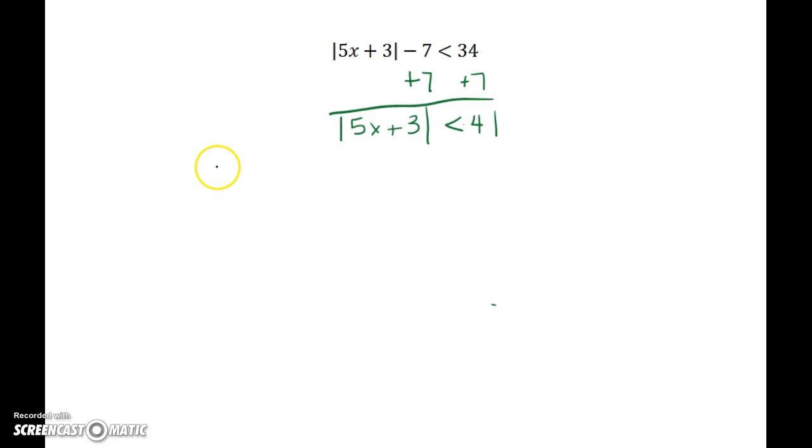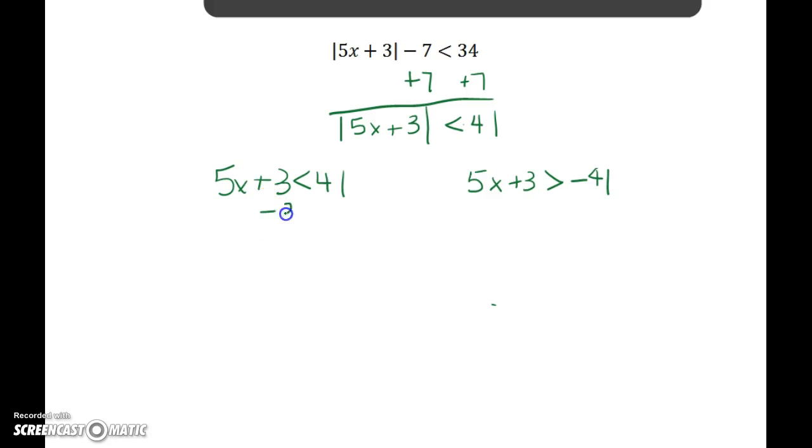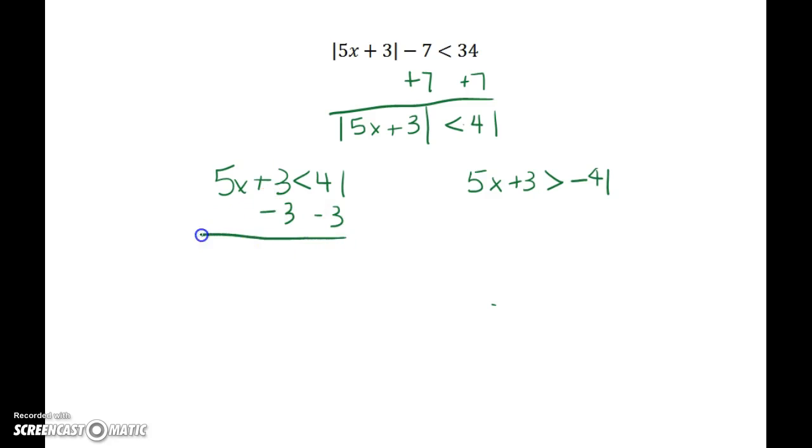The first one, again, is 5x plus 3 is less than 41. The second one is 5x plus 3 is greater than negative 41. And we do the same thing that we did before, solve each one separately. So we're going to subtract 3 from both sides. So we get 5x is less than 38.